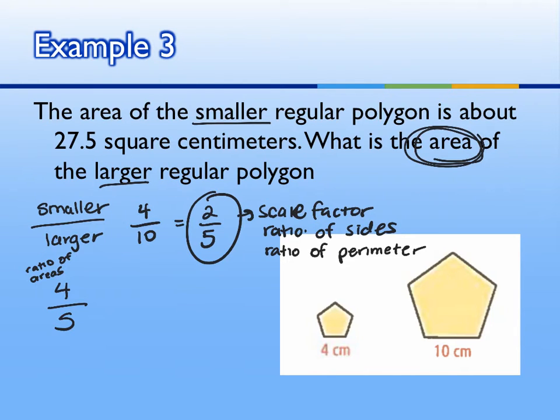Now I have to set up a proportion and cross multiply and divide. What they give me is the area of the smaller polygon. So that's going to go in the top because we went smaller to larger. The area of the smaller one goes in the top. The area of the larger one's what we're missing. So that's where my variable is going to go. It should be 4 to 25, because it's 2 squared to 5 squared.